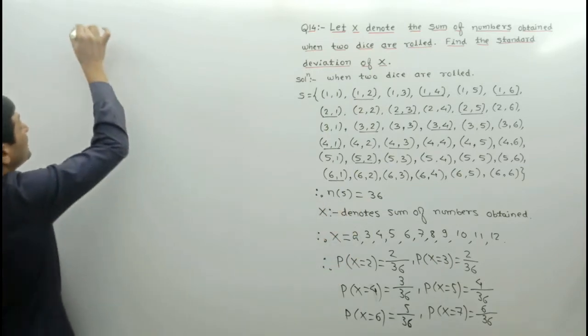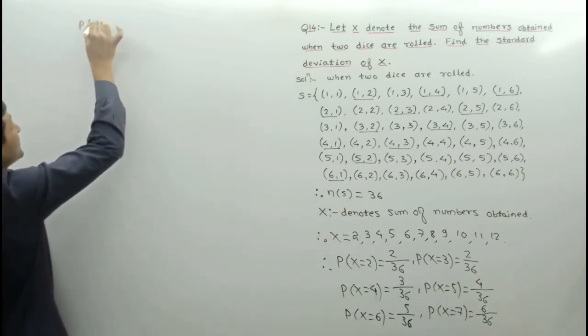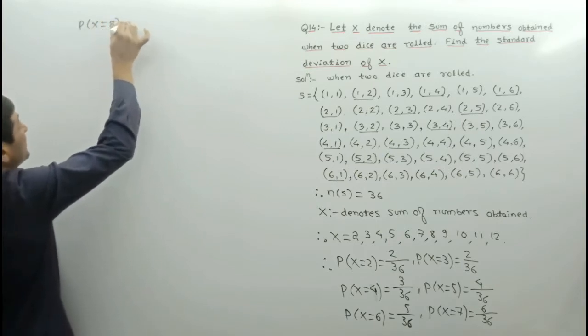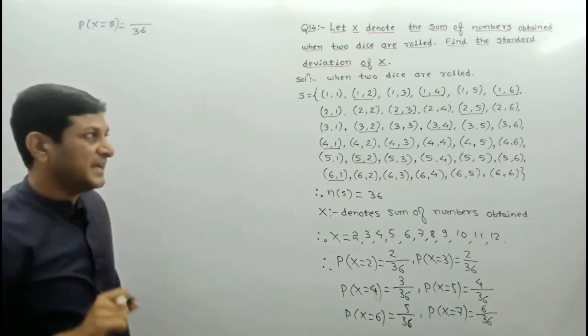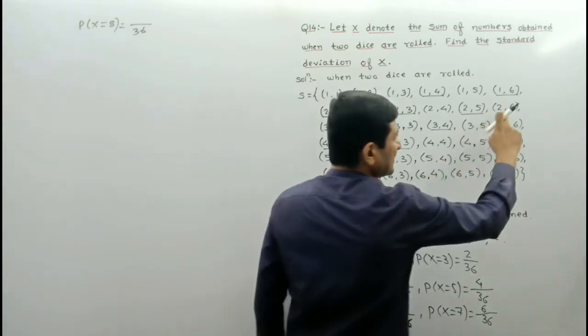8. So now we are finding probability when x is equal to what? 8. So now we are searching such elements where sum of 2 numbers obtained is what? 8. So here we can observe that sum is 8.